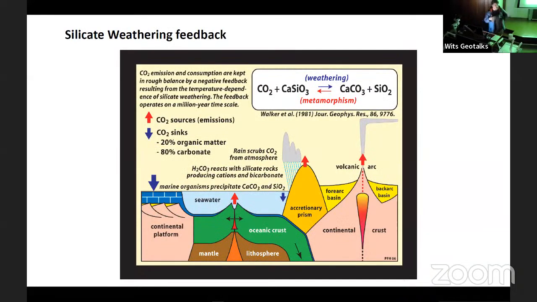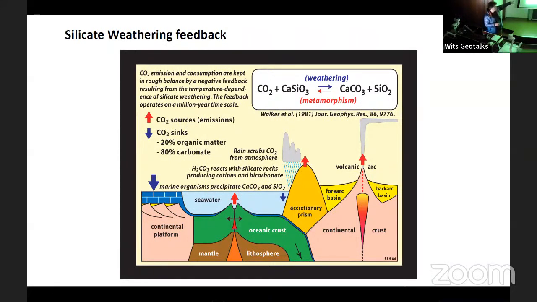So Earth's long-term climate stability owes itself to the silicate weathering feedback, right? This is a negative feedback. So anytime you change the system, it wants to go back to what it used to be. So it's a negative feedback, and it's actually very simple.